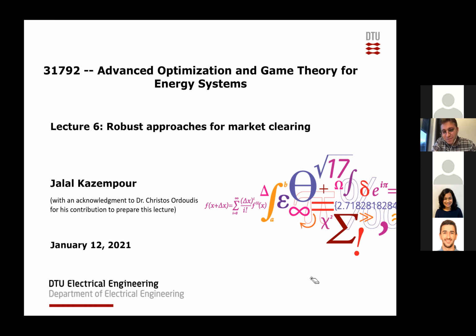Now I would like to talk about the fun part of robust optimization. It's an interesting variant that we call adaptive robust market clearing.